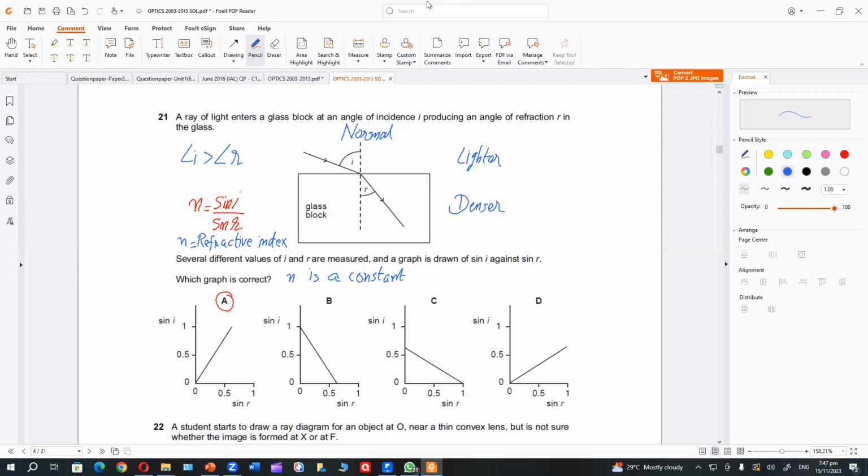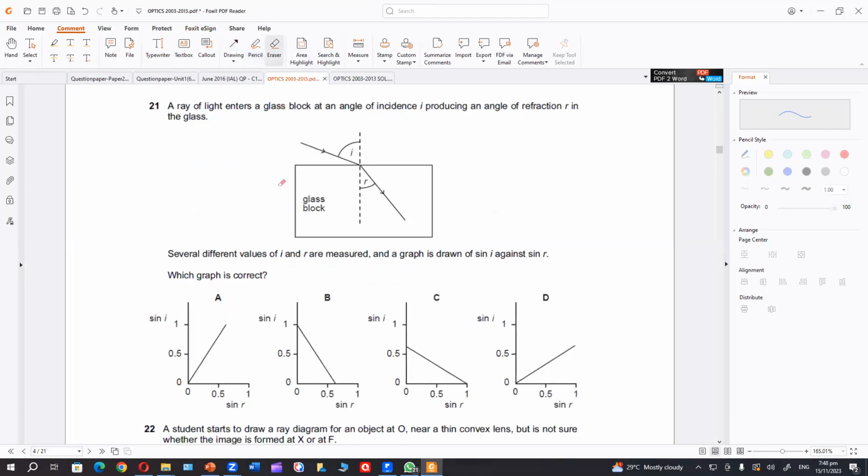Now, I want to discuss why I'm selecting A. Because angle I is greater than angle R, the graph will be more towards sine I. Why is the graph a straight line? Because the ratio is constant. It's a constant gradient function, so it should be a straight line. So the option is A.